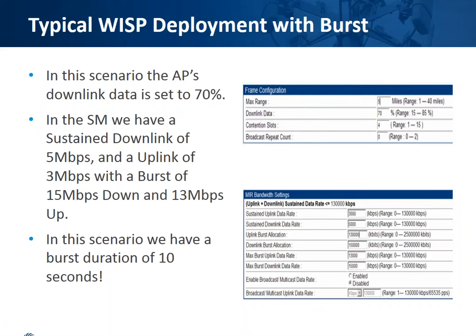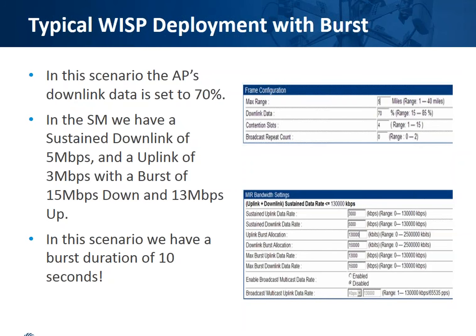So in a typical WISP deployment with bursts, the first setting you'll see in the upper right hand is actually in the access point. So this is where we consider the frame. Earlier, when we saw the picture of the actual frame, these are the settings that we would use to manipulate the data slots. So we have the max range and then the downlink data. By default it's set to 75, so here we set it to 70.